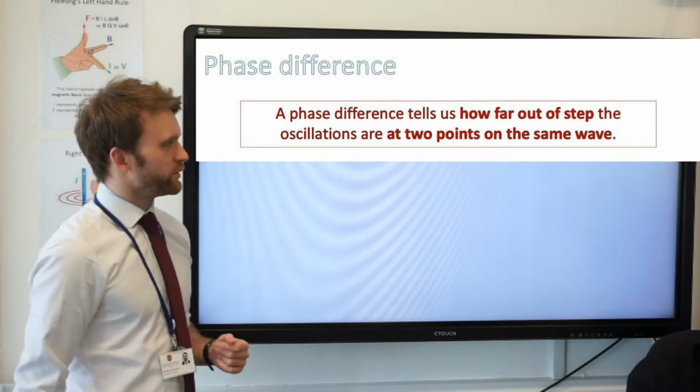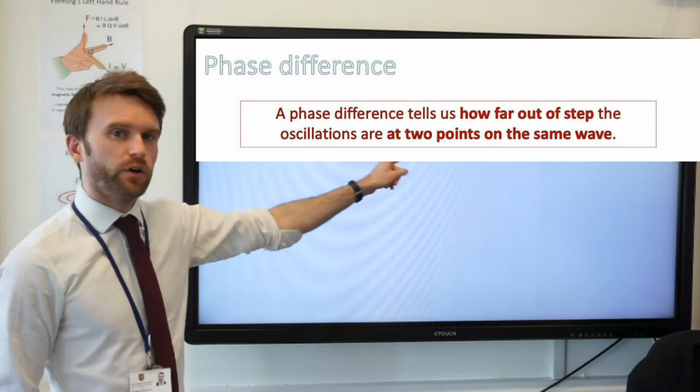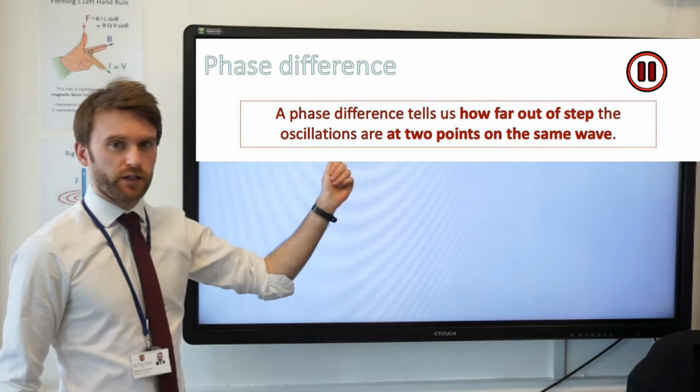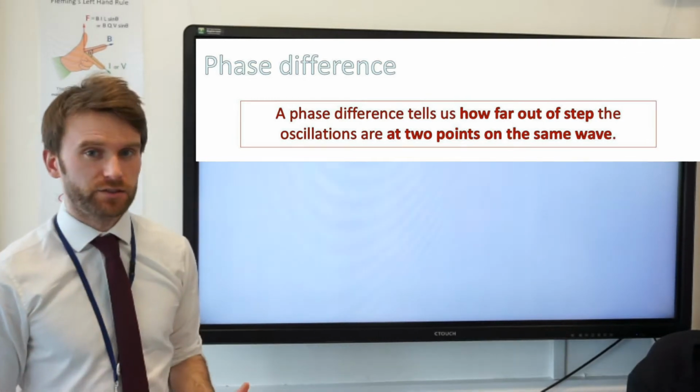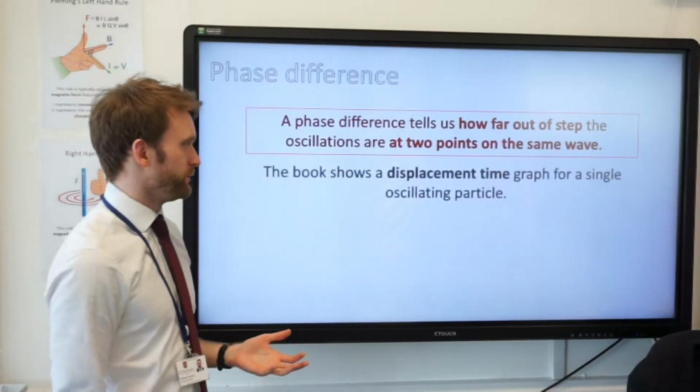A phase difference tells us how far out of step two points are when they're on the same wave. And it's best done by just looking at it.